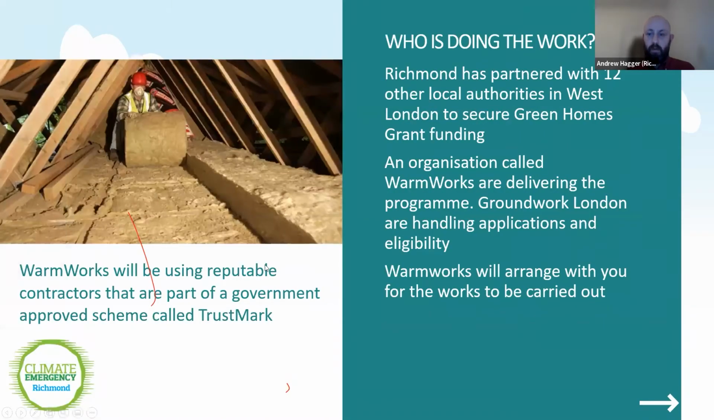So in terms of who's going to be doing the work, Richmond has partnered with 12 other local authorities in West London to secure Green Homes Grant funding. So it's all across West London. There's also Newham, East London, which has come on board, and it's a consortium that we put together for this phase of funding, and it's led by Ealing Council.